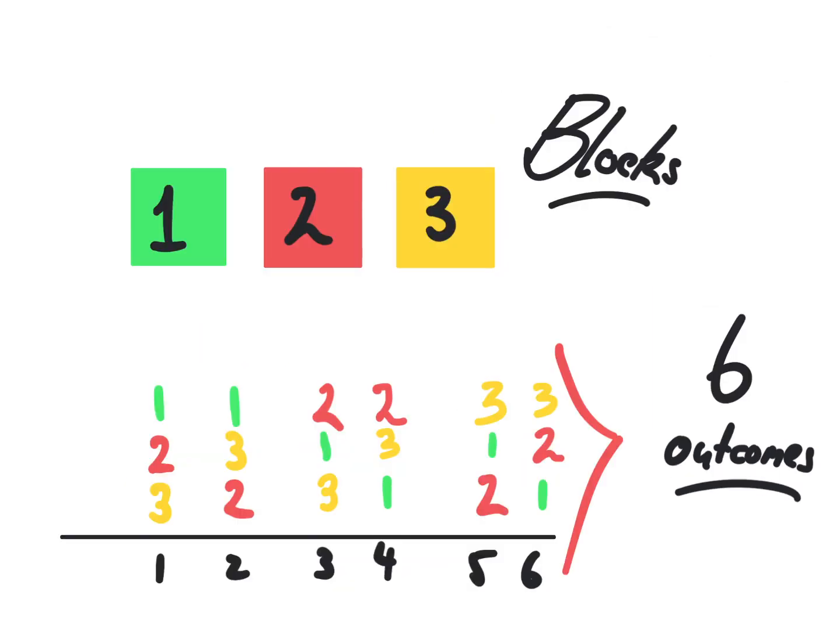Let's have a look at this next question. We have 3 blocks, 1, 2, and 3, and a child decides to stack them. How many different ways could the child stack the blocks? Well, we know the child could stack 1, 2, and 3; 1, 3, and 2; 2, 1, and 3; 2, 3, and 1; 3, 1, and 2; 3, 2, and 1. So we know that there are 6 different outcomes. There are 6 different ways that the child could stack these blocks.